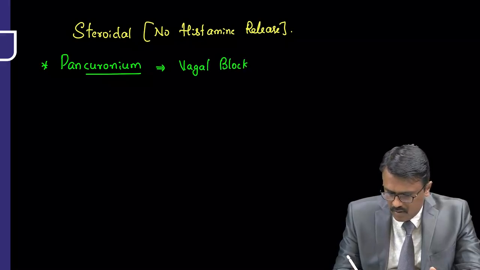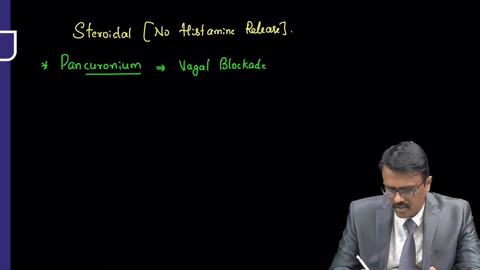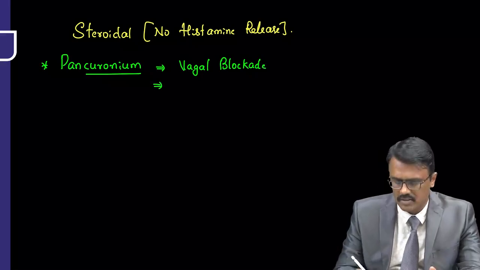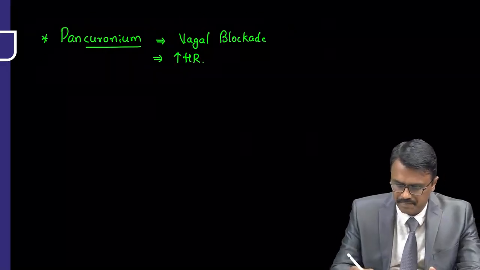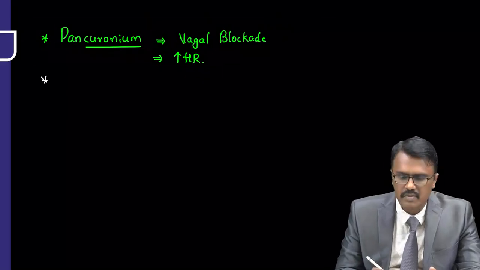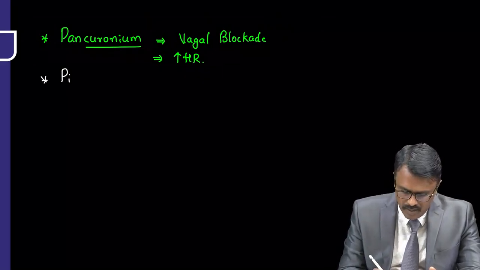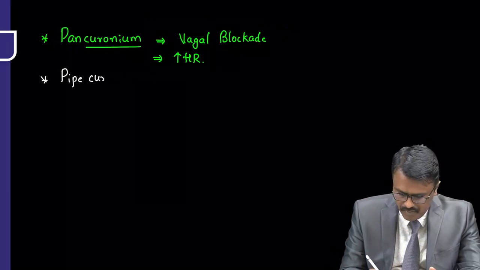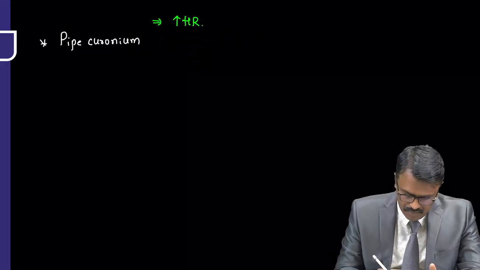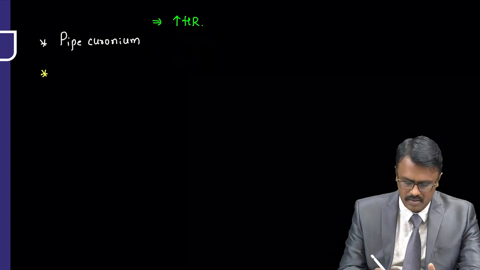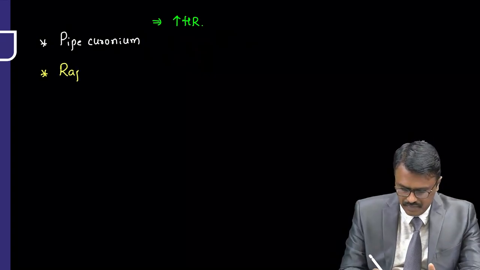Vagal blockade. Now what is vagus? It's a parasympathetic. So what happens when you block vagus? There is tachycardia. So the drug can cause tachycardia. Then similar to that, we have another curonium that is called pipecuronium. Then one more drug is called rapacuronium.